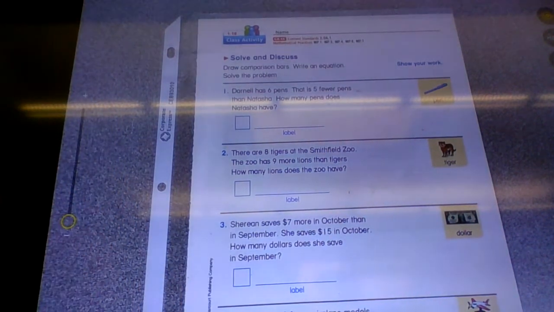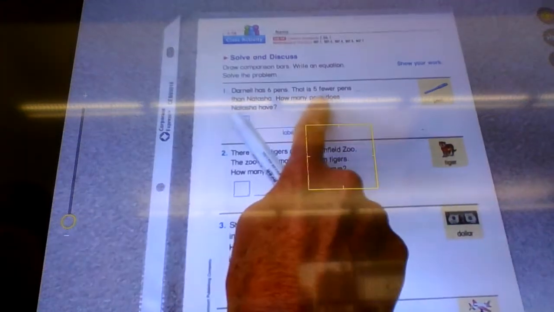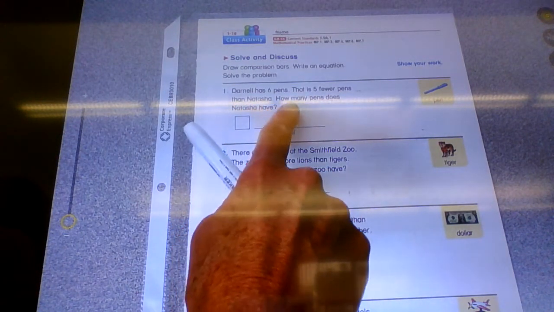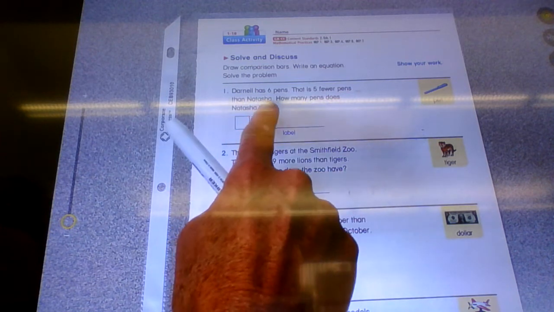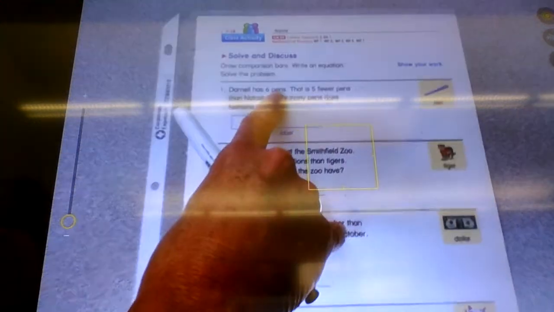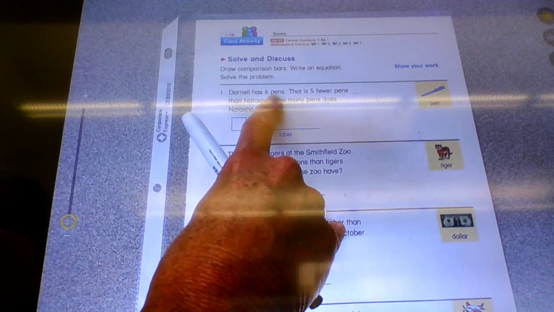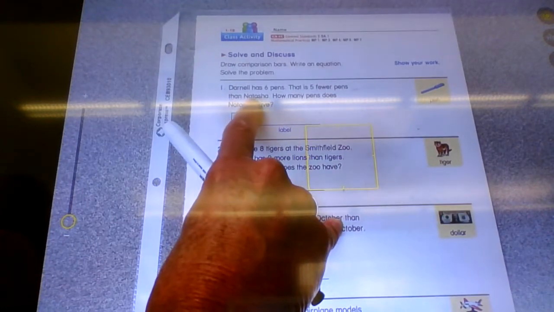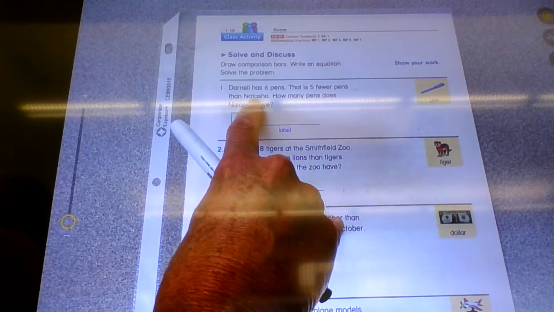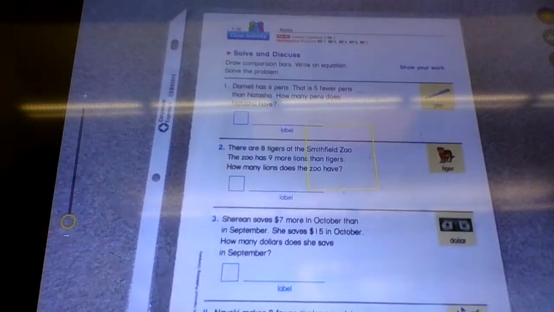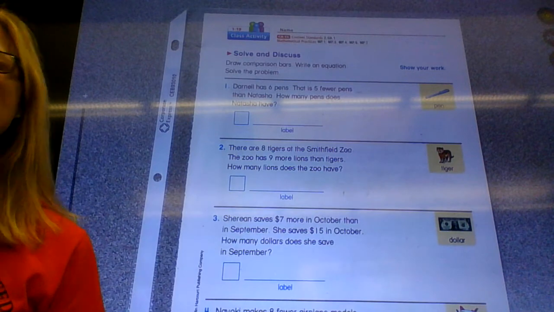Okay. So the first one says Darnell has 6 pens. That is 5 fewer pens than Natasha. How many pens does Natasha have? Okay, so we have Darnell and we have Natasha. We know Darnell has 6 pens. We know that is 5 fewer pens than Natasha. All right, so Darnell has fewer pens than Natasha. So Natasha's number is going to need to be larger than Darnell's.